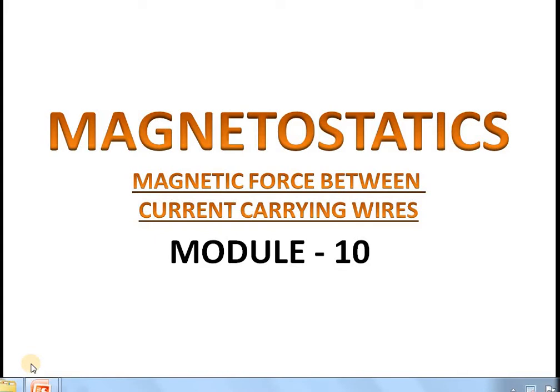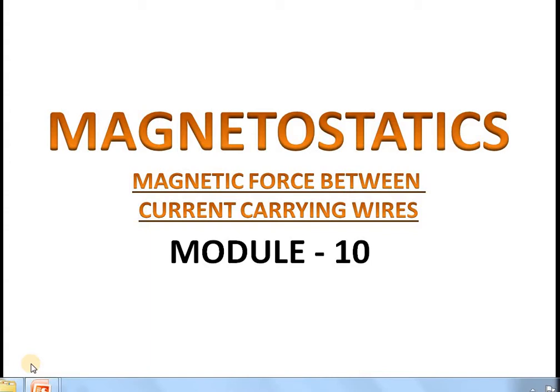If there are a number of wires which carry current, then obviously we know that around the wire there will be a magnetic field. So if another wire is placed in that magnetic field, then that wire will experience a force. The force exerted by current carrying wires, we can find out its magnitude and direction both from the fundamental principle that we studied in module number 2. That was about the force experienced by a charged particle.